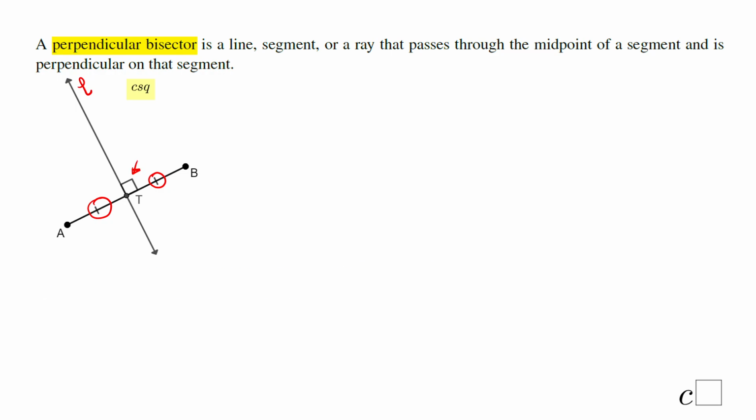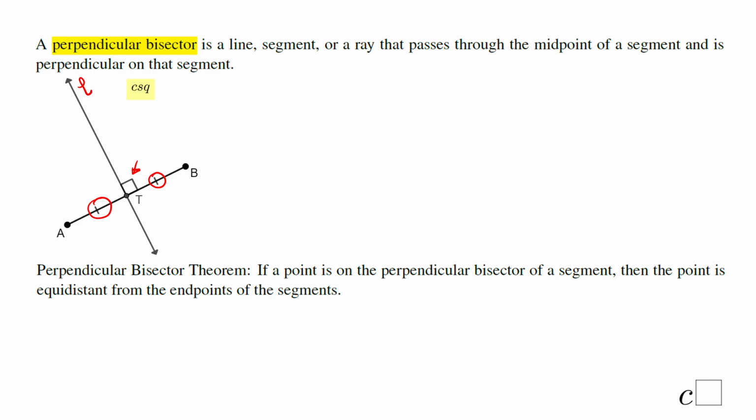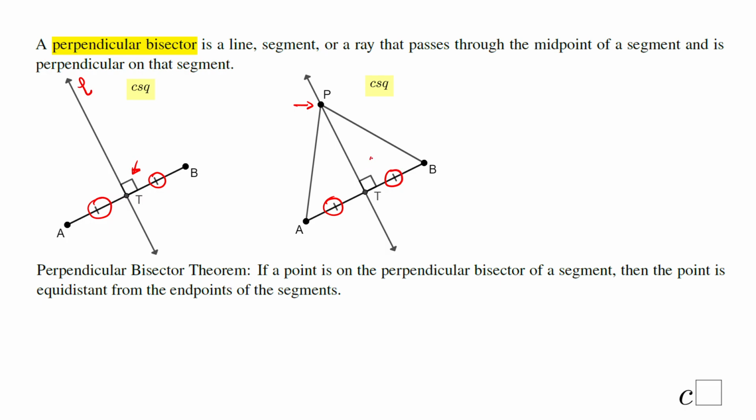There are two theorems. Let's see the first one, the perpendicular bisector theorem, which says if a point is on the perpendicular bisector of a segment, then the point is equidistant from the endpoints of the segment. Let's take a look at this picture. This point P is on the perpendicular bisector. We notice these two segments are congruent. This angle is 90 degrees. So PT is the perpendicular bisector. Therefore, P is equidistant from the endpoints. So that means PA and PB are congruent.